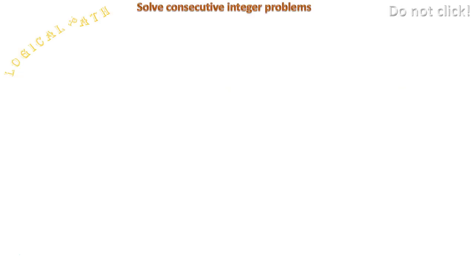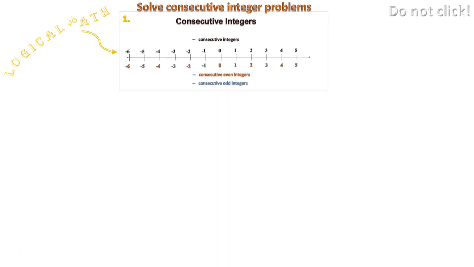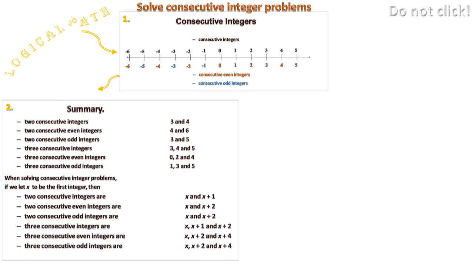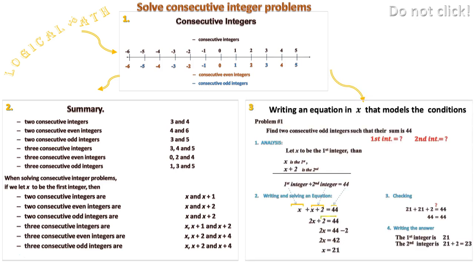Solving consecutive integer problems: the logical path. In the beginning, there will be an introduction to consecutive integers. After that, we will look into a summary of where variables can be used. And only after that, we will talk about how to write an equation in x that models the conditions, practically, how to solve problems involving consecutive integers.